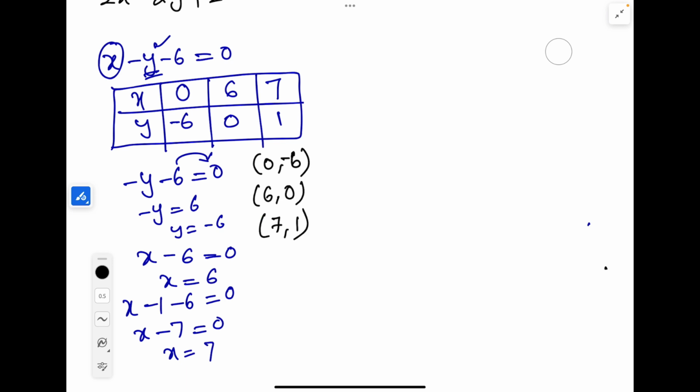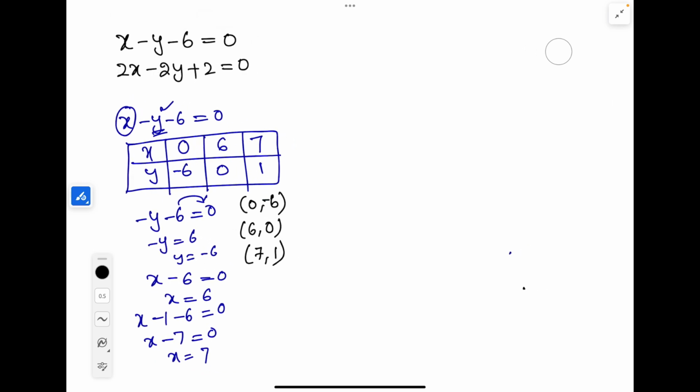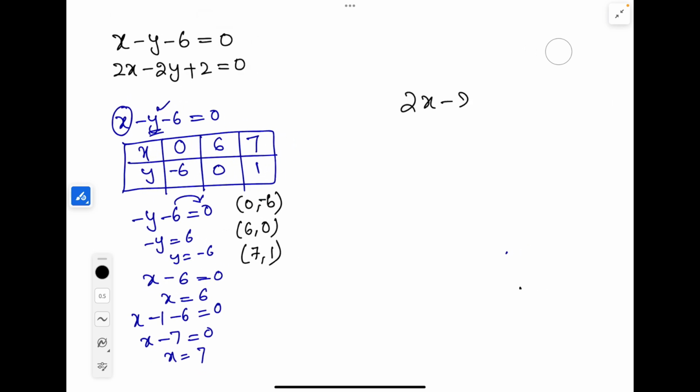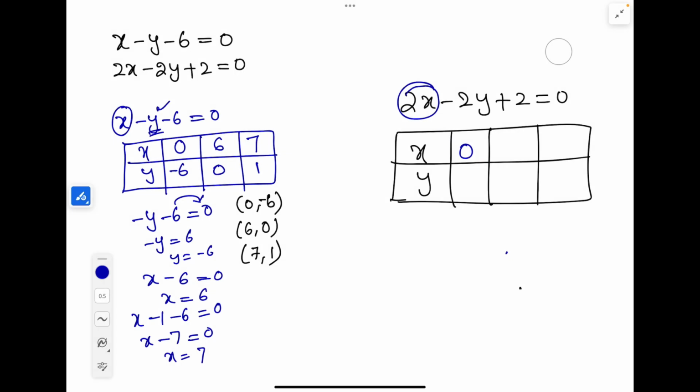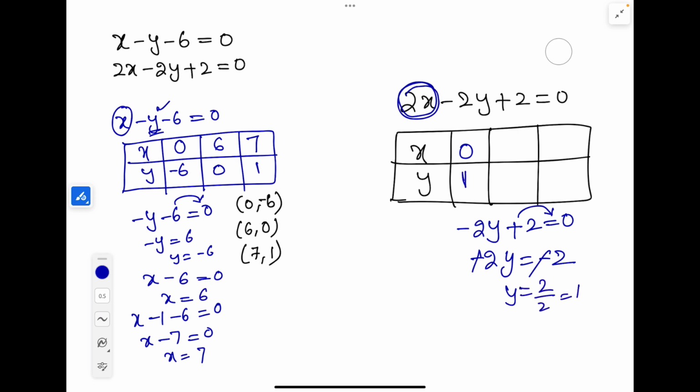Right. Now let us take the second equation. What is the second equation? 2x minus 2y plus 2 is equal to 0. Okay. Taking x as 0, this part will become 0. So minus 2y plus 2 will be equal to 0. Minus 2y is equal to plus 2 will go there, it will become minus 2. y is equal to 2 by 2, which is 1. So the y value will become 1.